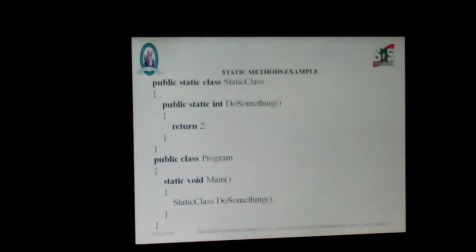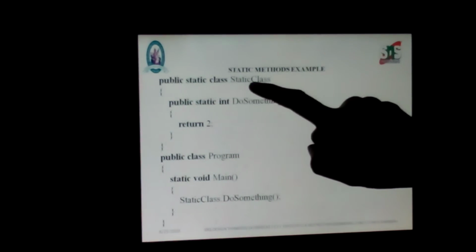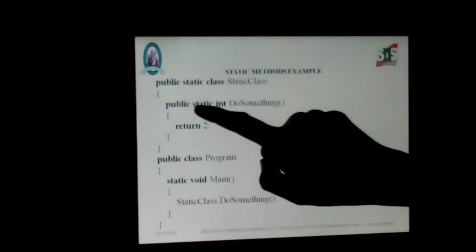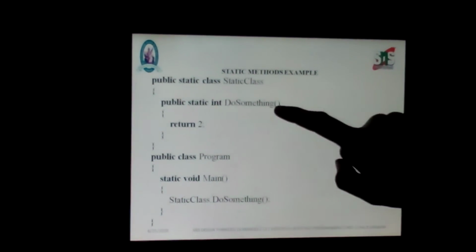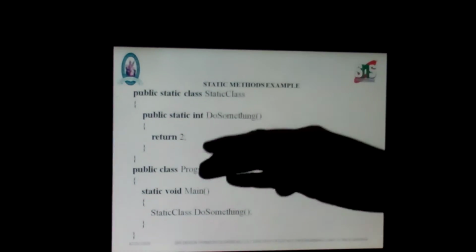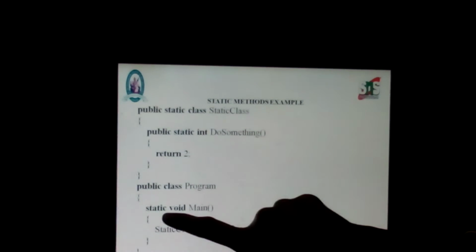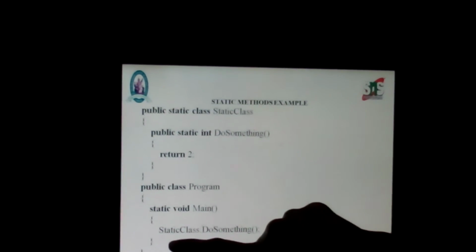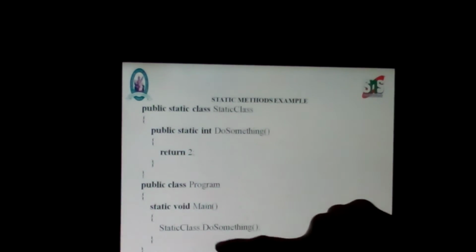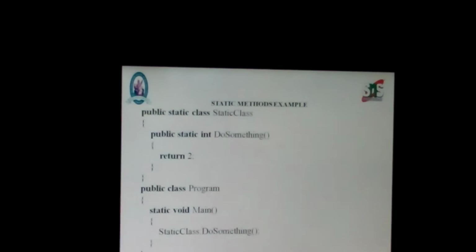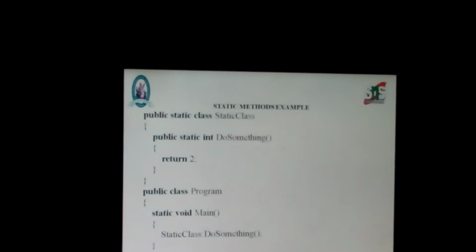Static method example: public static class, class name is StaticClass, and then public static int, method name DoSomethingOf, we are going to return some statement. And then public class Program, in the main function we are going to call StaticClass.DoSomethingOf. That particular method we are going to call by using dot operator.